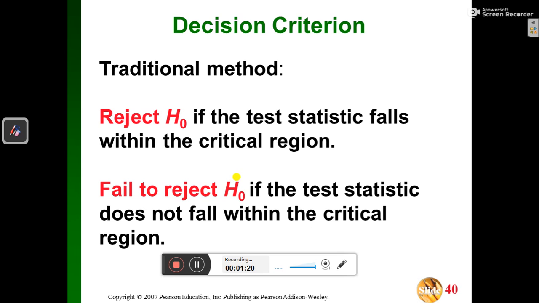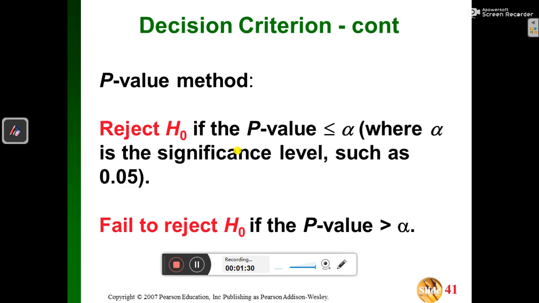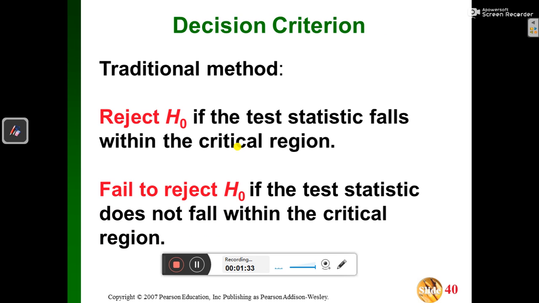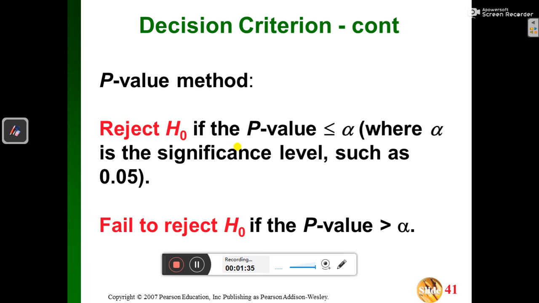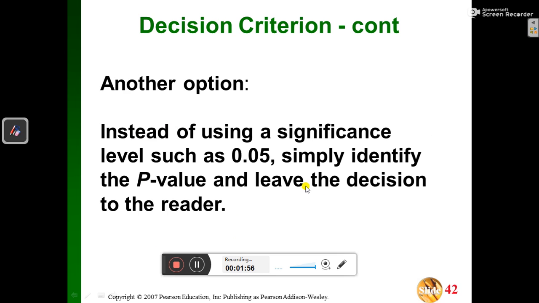So, the traditional method, we have discussed this part. If the test statistic falls within the critical region, we will reject the null hypothesis. But if the test statistic doesn't fall within the critical region, we'll say that we fail to reject the null hypothesis. The P-value method is that we reject H naught if the p-value is less than or equal to alpha, where alpha is the significance level such as 0.05, or we fail to reject H naught if the p-value is greater than alpha, where alpha is the significance level such as 0.05.